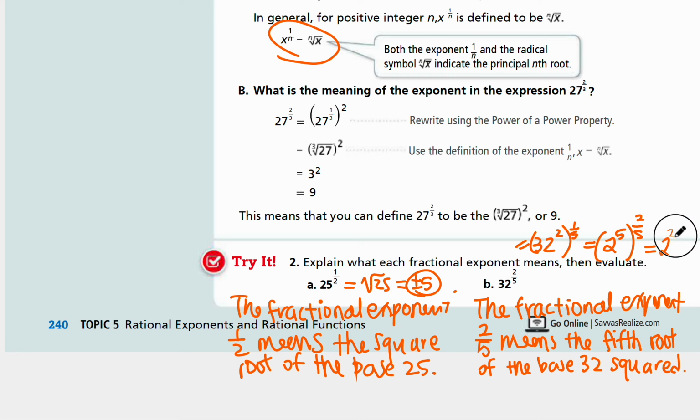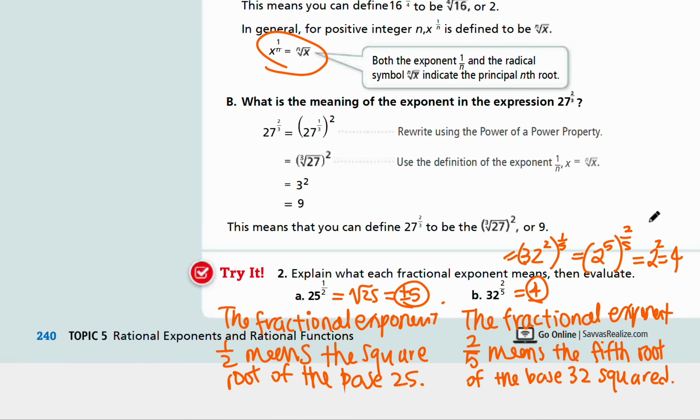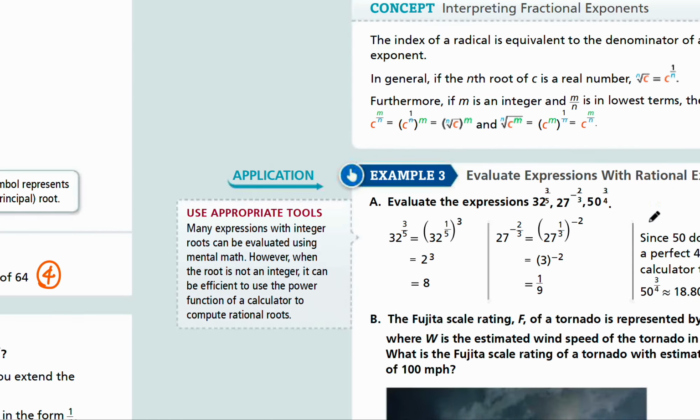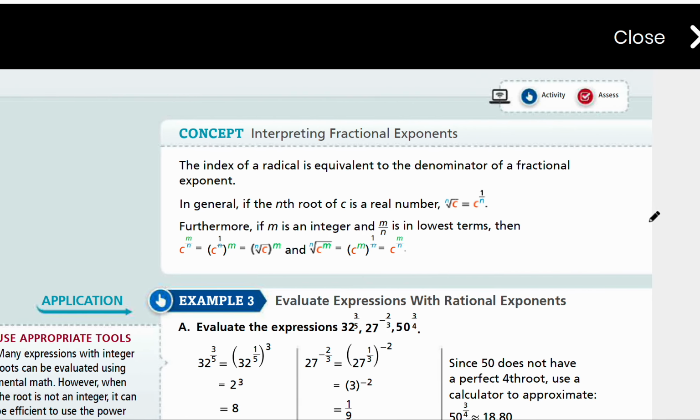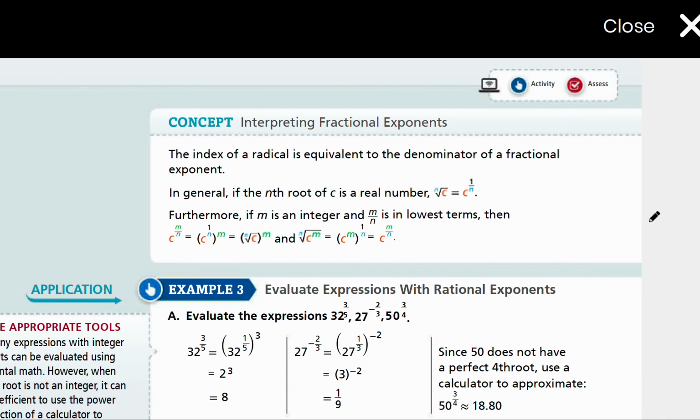So 2 to the square is just 4. And so this is just 4. Simple. Isn't it beautiful? Okay, so that was example 2 in try 2.